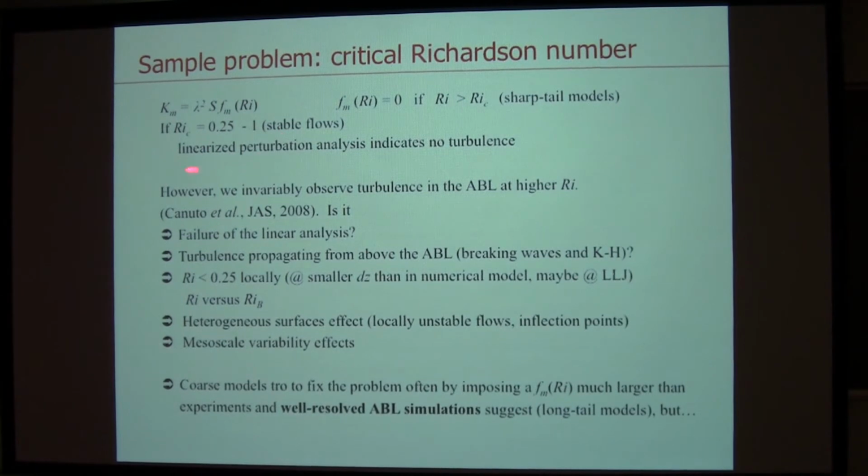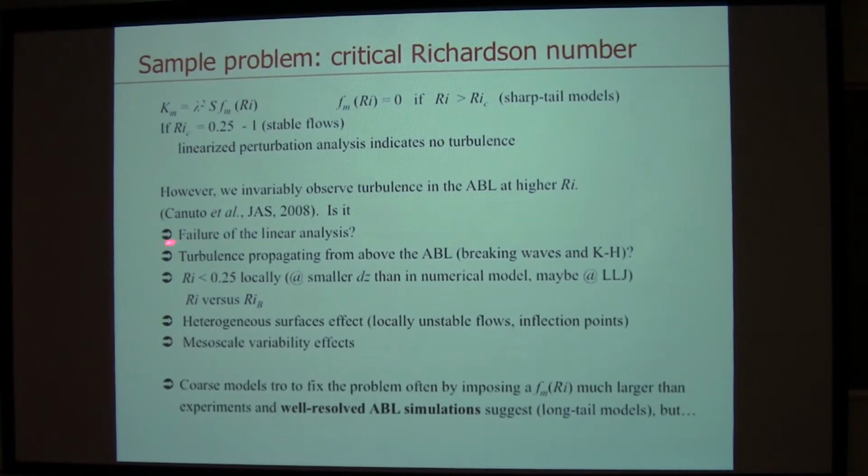And this is based on the linearized perturbation analysis that says that somewhere in the region of 0.25 to 1, in stable flows, turbulence is completely dissipated: 0.25 if you're going from turbulent to laminar, and 1 if you're going the other way. But basically these tell you that there will be very little turbulence in these conditions. The problem is invariably if you do observations, you will find that there's turbulence at much higher Richardson number.